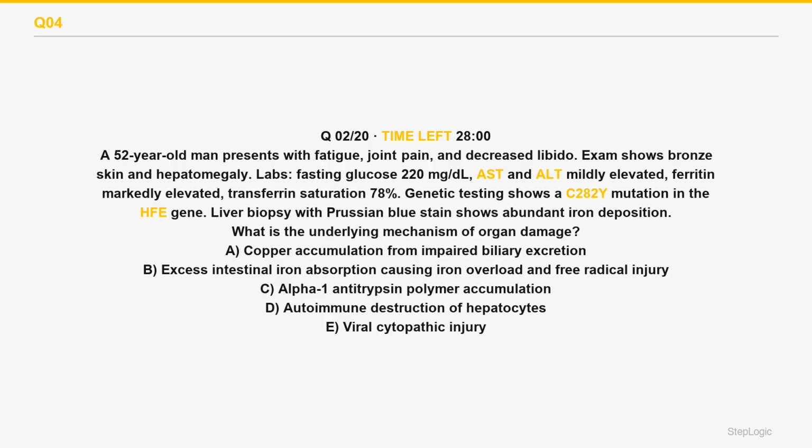Read the command: mechanism of organ damage. Bronze skin, diabetes, hepatomegaly, very high ferritin and transferrin saturation, HFE C282Y mutation, iron on biopsy: hereditary hemochromatosis.